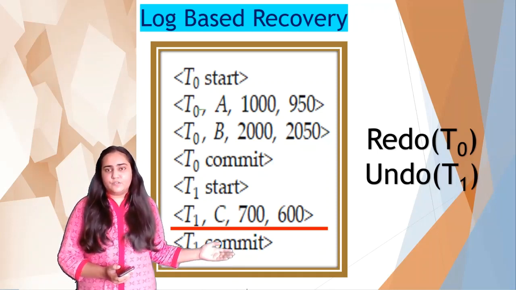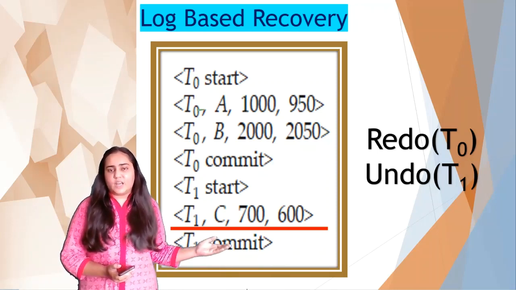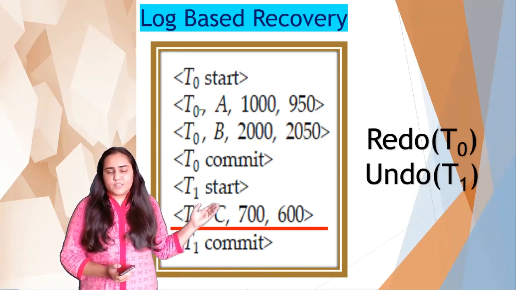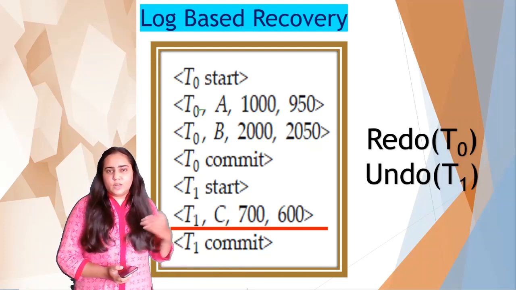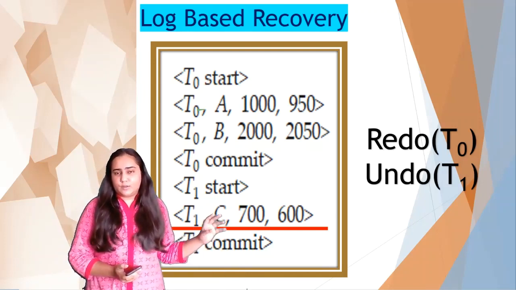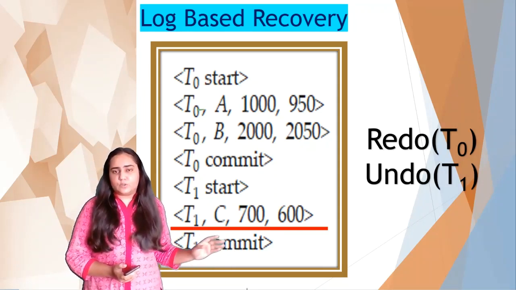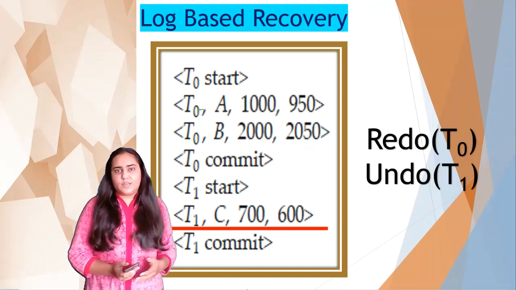And as for the value of C, what I need to do is undo, because transaction T1 started but did not commit. And so all I need to do is restore the value of C to 600. So this is what happens.